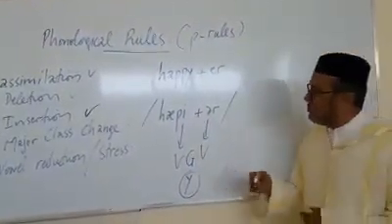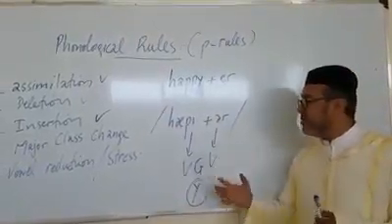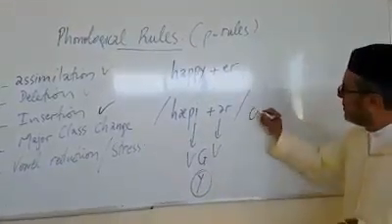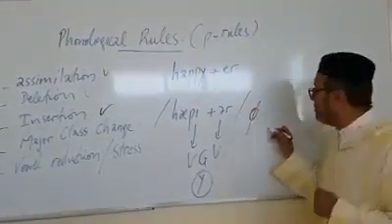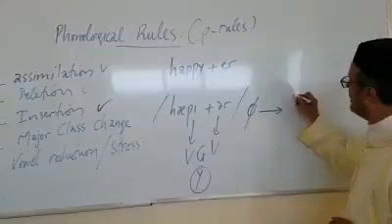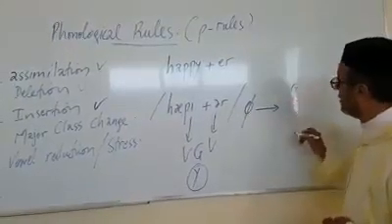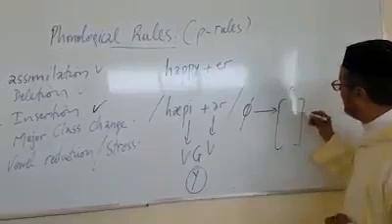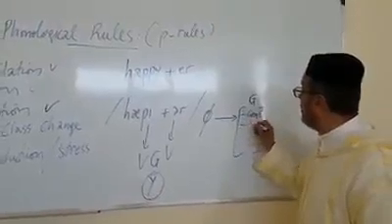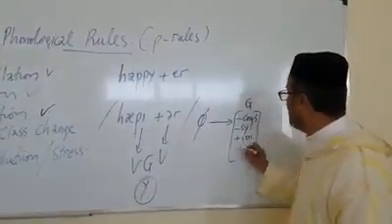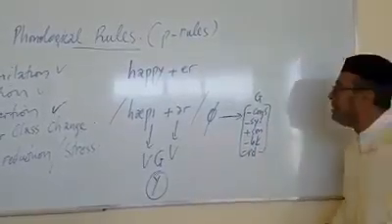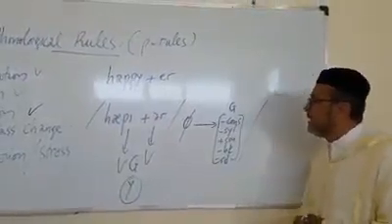So the way we represent the rule: informally we say a glide is inserted to break up the vowel cluster. You know this already; we have already seen one example a few minutes before. Of course, we might have the feature matrix for this: minus consonantal, minus syllabic, plus high, minus back, minus round. That's the glide y, which is inserted between two vowels.